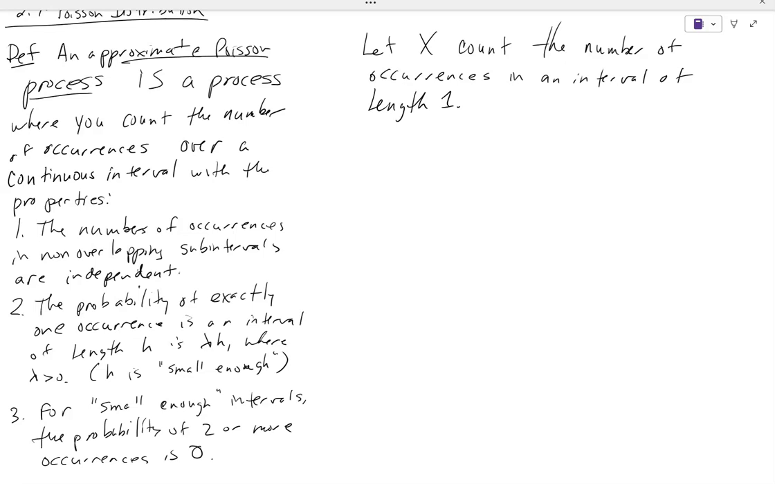Now we're saying that based on whatever the parameter is, whatever that lambda is, I can break up my interval of length 1 into pieces that are small enough where the probability is just that lambda times the length of the interval that a single occurrence happens, right? Not 2 or more, because that's impossible if we chop it up small enough. But if we chop it up small enough, maybe no occurrences happen, but perhaps exactly 1 occurrence happens.